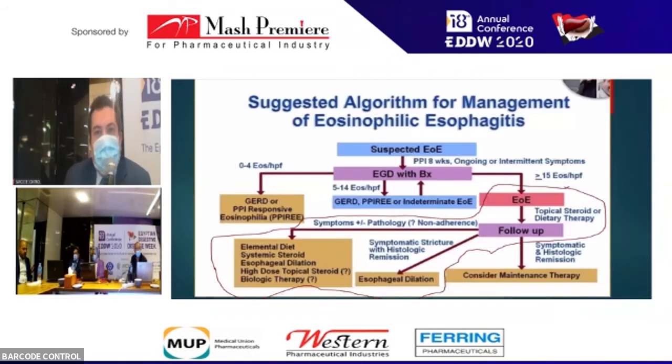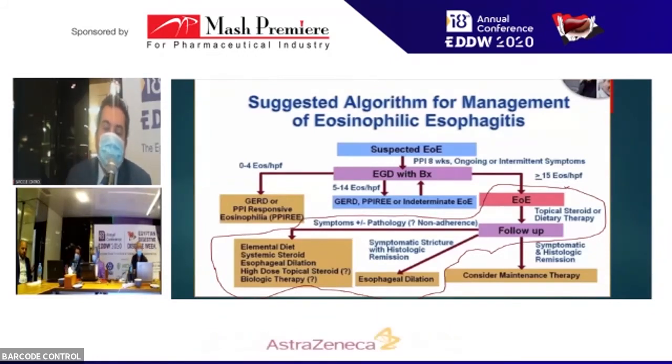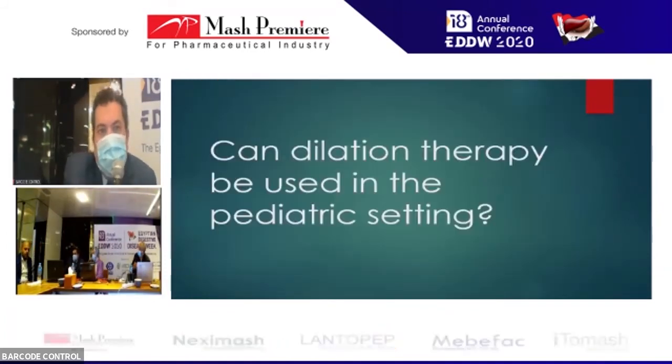This is an algorithm about the management. As a rule, we start by trying topical steroids and the dietary treatment if the stricture is not tight and does not affect the feeding of the child or the taking of food of the adult. If it is tight, we start with dilatation. If it is tight, we start an elemental diet with systemic steroid, then esophageal dilatation. In dilatation therapy, yes, we asked this question already.